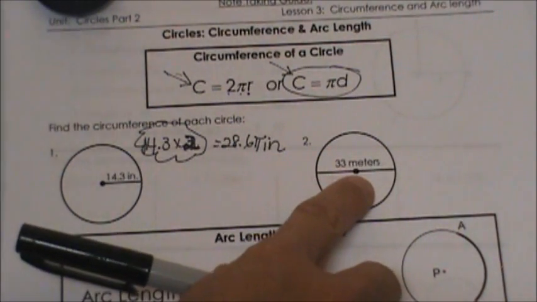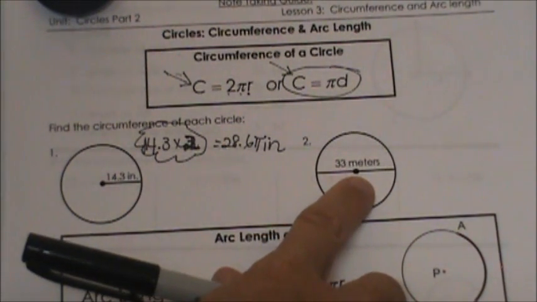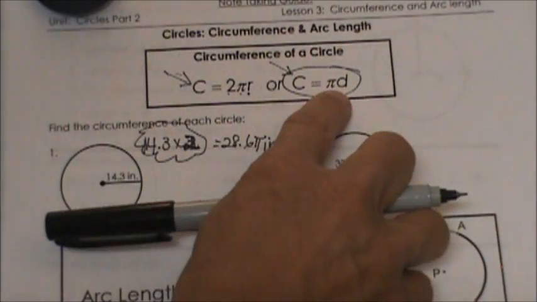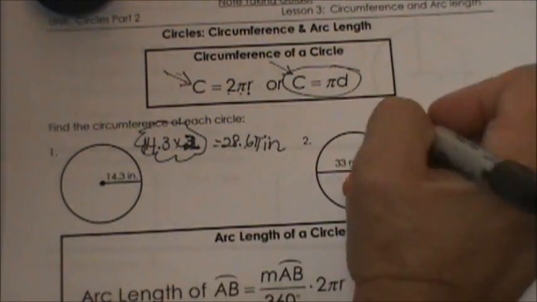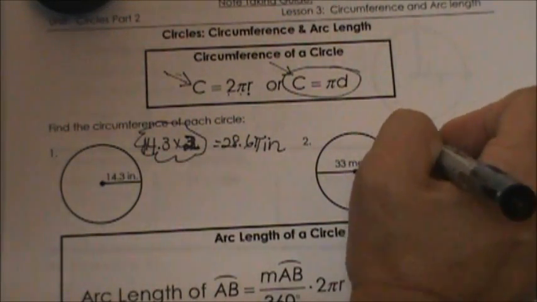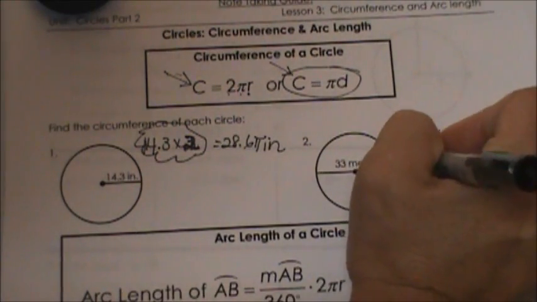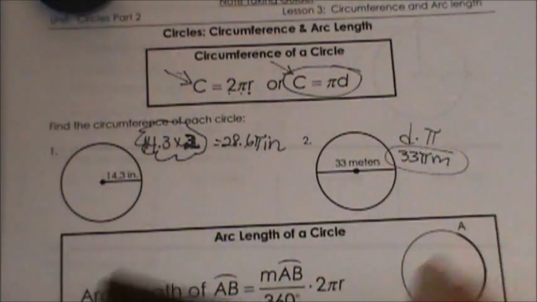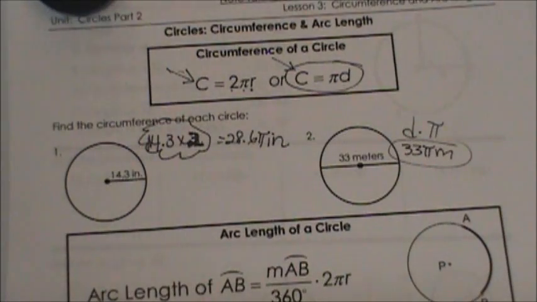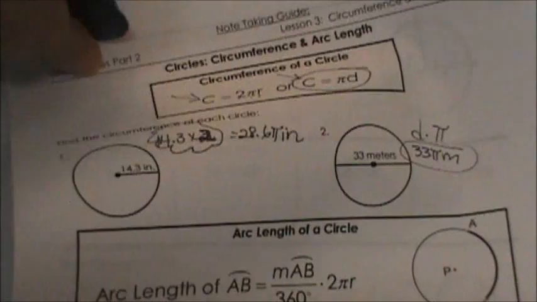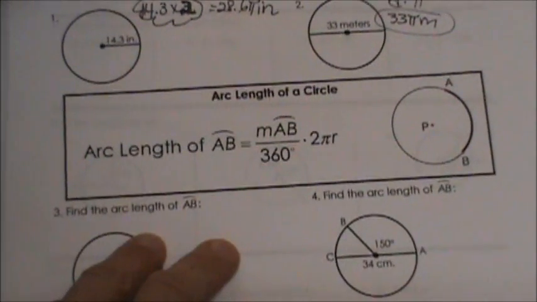Okay, now this one on number 2, we're given the diameter is 33. So it's very simple. You just stick a pi next to it. So d pi is just 33 pi. And this is meters, and voila, we're done. So they're very easy, very straightforward problems. Now, let's apply that to something new.